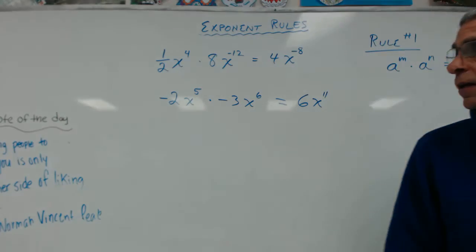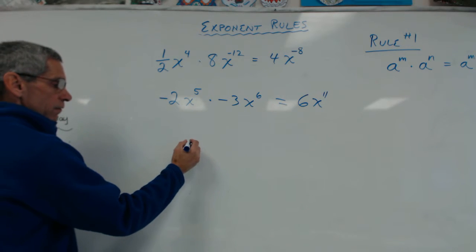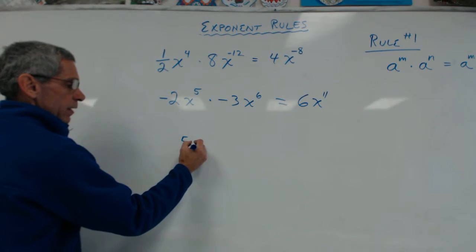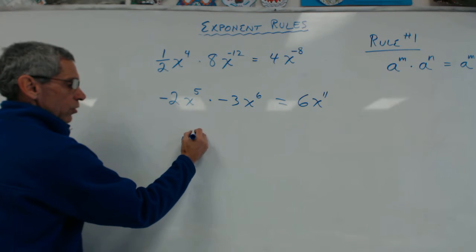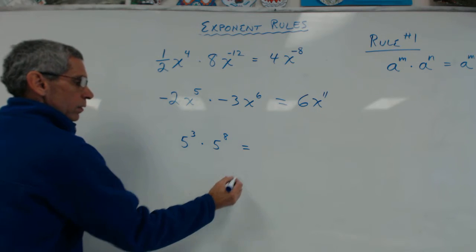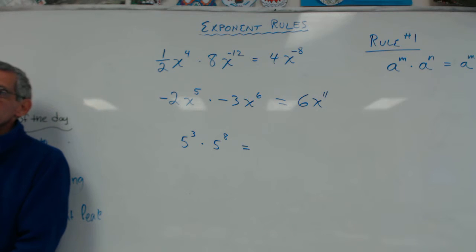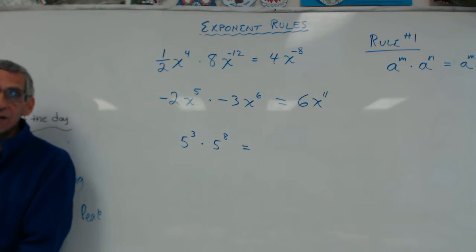Now, what if you saw something without x's? What if I gave you 5 to the 3rd power times 5 to the 8th power? I hear different answers, and some of you are right, some of you are wrong. It's 5 to the 11, not 10 to the 11 and not 25. The base is 5.